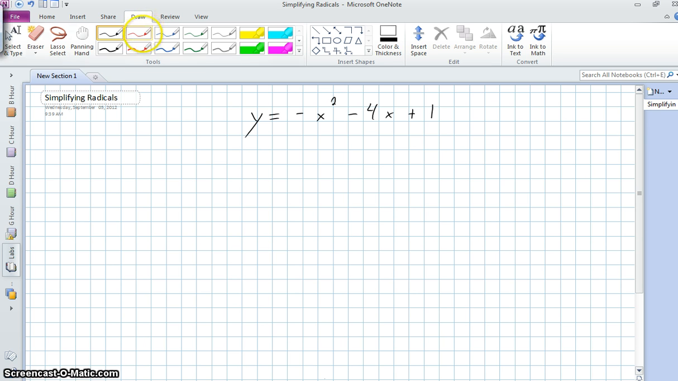Okay, so I gave you an equation, as you can see. Sorry, scratch that out. I gave you a basic quadratic equation. I know it's quadratic because it has an x squared in it.